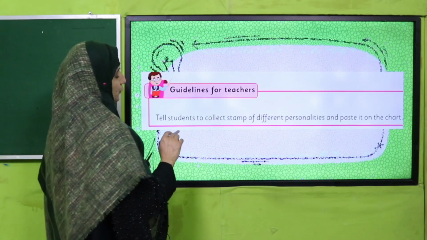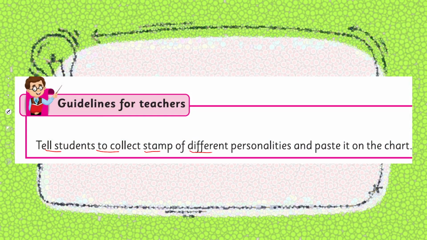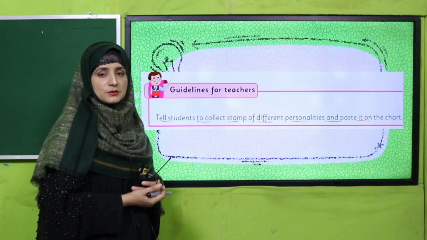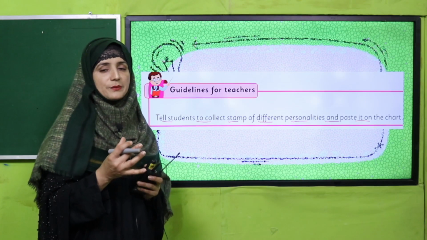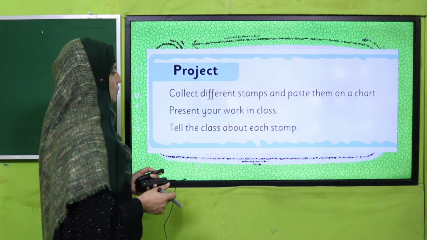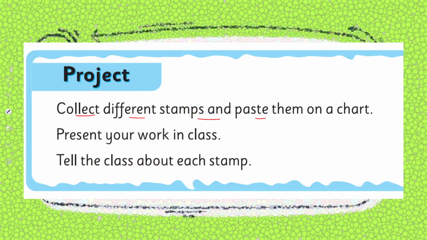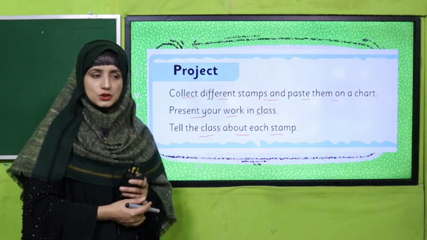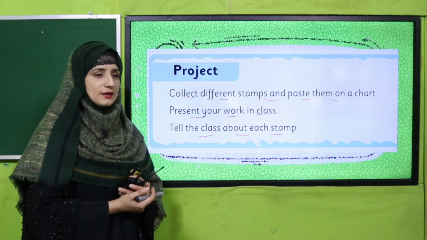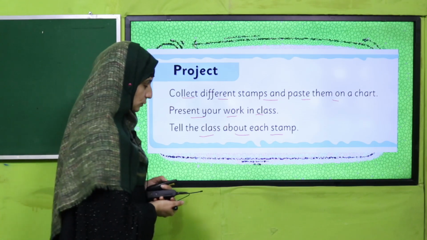So what is the guideline for you, my dear teacher? You have to tell students to collect stamps of different personalities and paste them on a chart. You have to give tasks to your students that they will collect different stamps to prepare a chart for different personalities. So here is a project for you. You will collect different stamps and paste them on a chart. Present your work in class. Tell the class about each stamp. So my dear teacher, you have to guide students toward this project, that they will collect different stamps, paste them on a chart and present their work in the classroom.